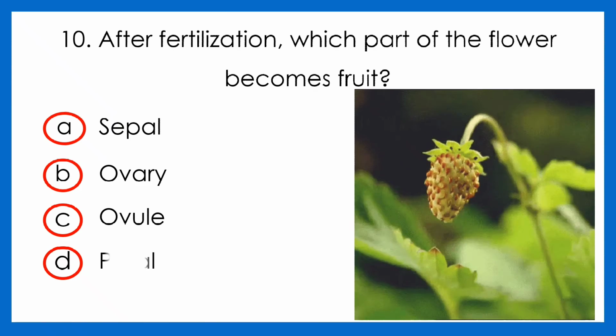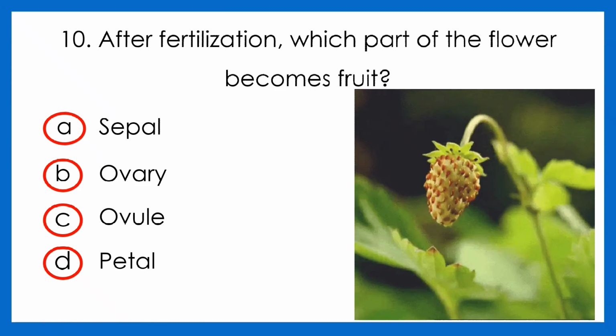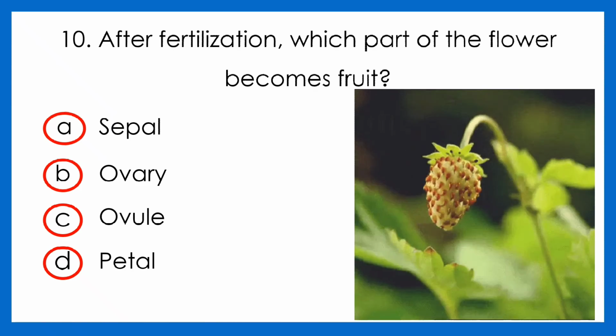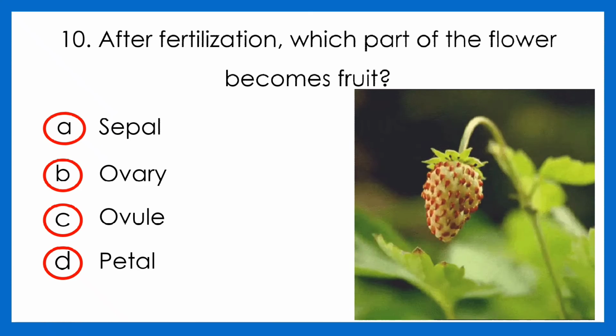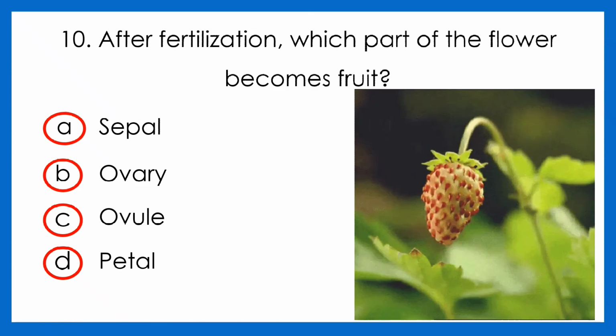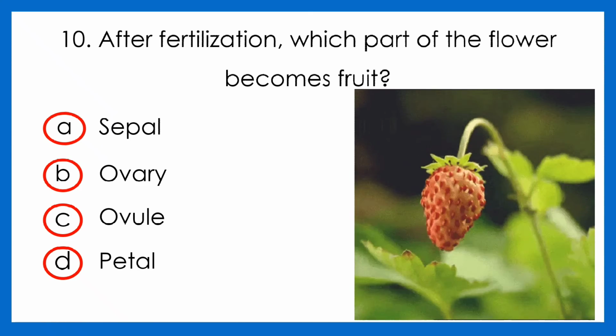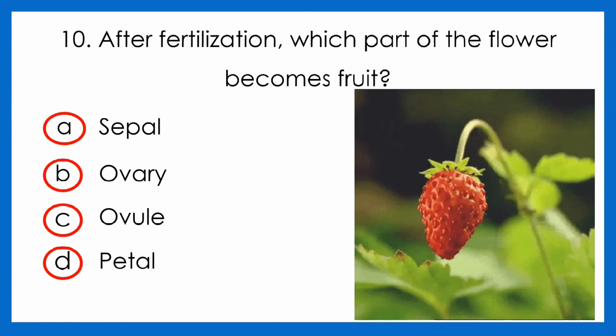D, the petal. So which part of a flower becomes the fruit of a plant? Is it the sepal, B, the ovary, or C, the ovule, or letter D, the petal? You may now write your answer on your notebook.